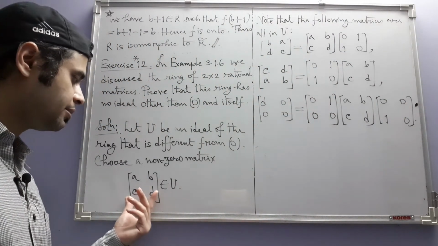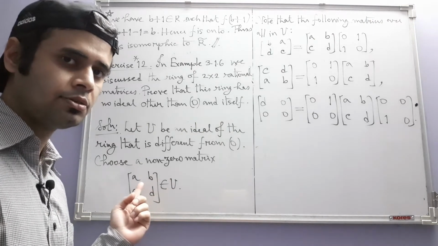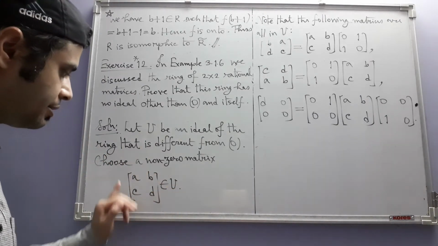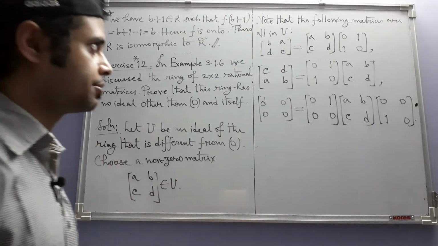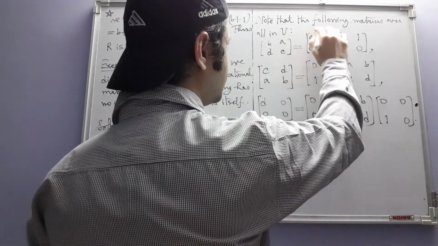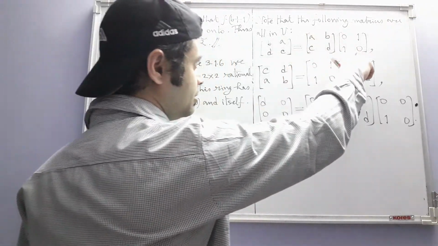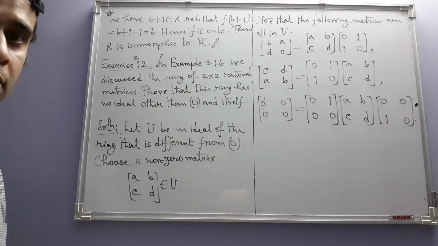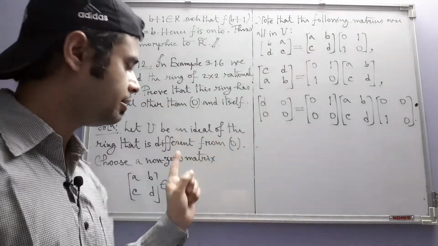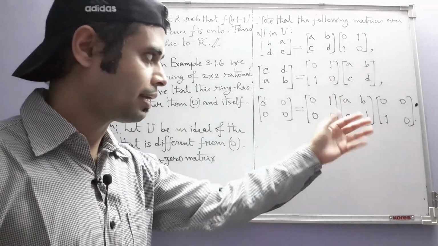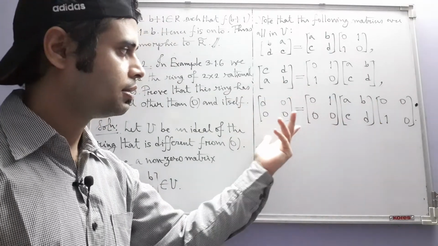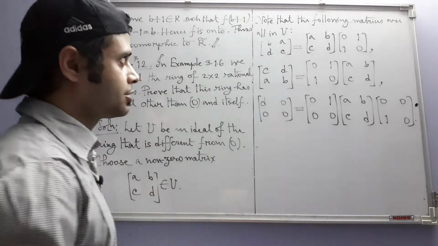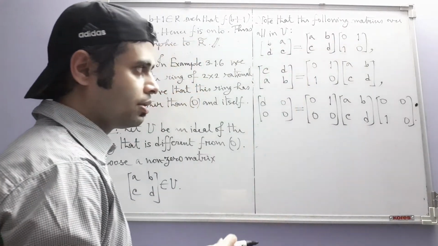We have taken an element (A B; C D) in the ideal U, which is a 2 by 2 matrix, and this matrix is non-zero. All the entries are not simultaneously zero. At least one entry is non-zero. Now, if I multiply this element from U by these matrices, then all these three products will belong to U. Why? Because U is an ideal. So if I multiply any element of U by arbitrary ring elements, either from left or from right or from both sides, the result is going to give me elements in U again. That's why we have written, note that the following matrices are all in U.